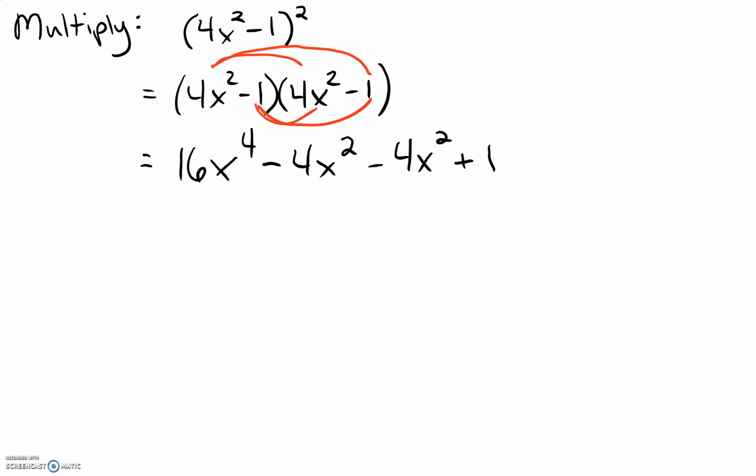So now again, after we've used the FOIL method, we want to go back and we want to see if we have any like terms that we can combine. In this case, we have a negative 4x squared and another negative 4x squared. So those are like terms. And so we can combine those terms.